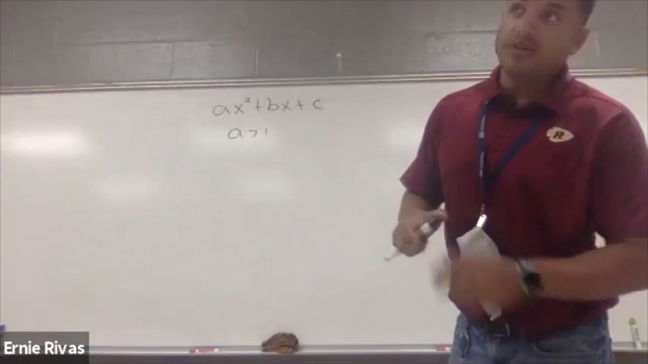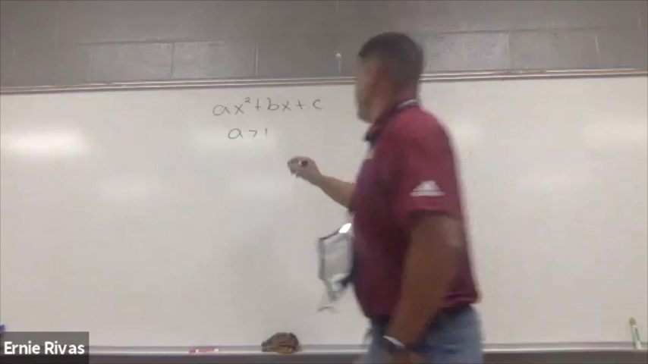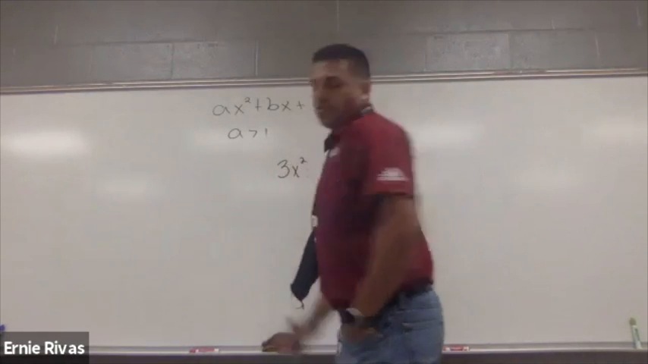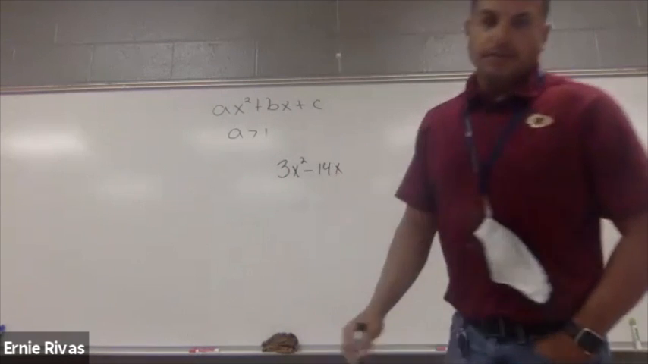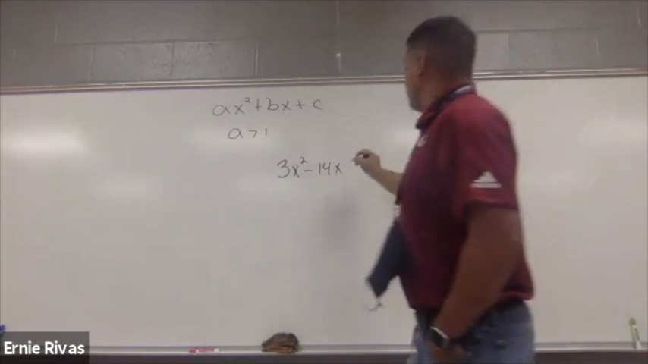All right, let's try this one. Or you try this one. 3x squared minus 14x minus 24.